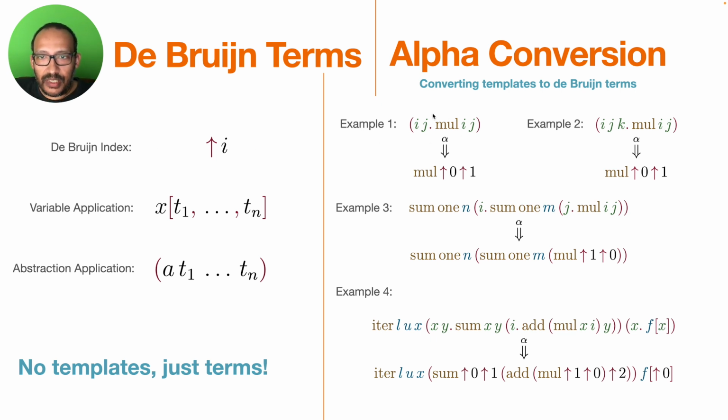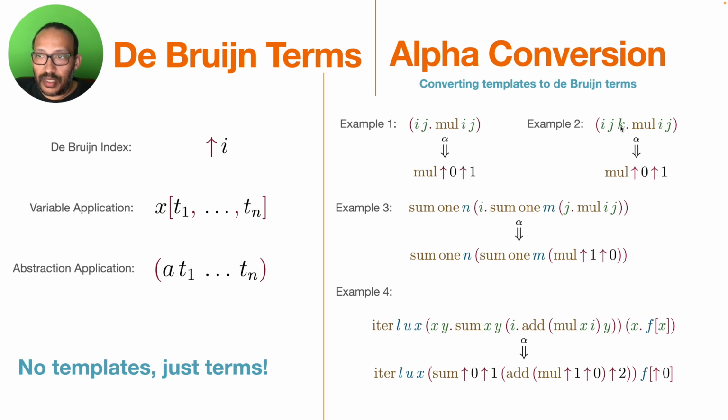And we can see in these examples, where we convert templates to de Bruijn terms, why that is. For example, the template ij with mal ij, which has two bound variables, is converted to this de Bruijn term here, mal 0, 1, and the index 0 corresponds to the i, and the index 1 corresponds to the j. But there is nothing that corresponds to the binding here, right? This is just a term now.